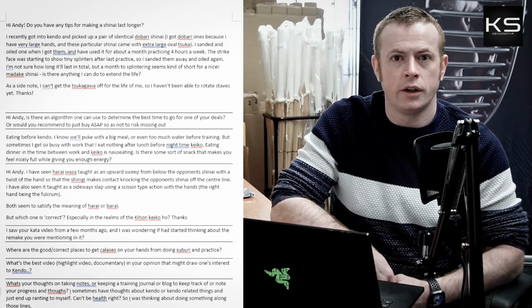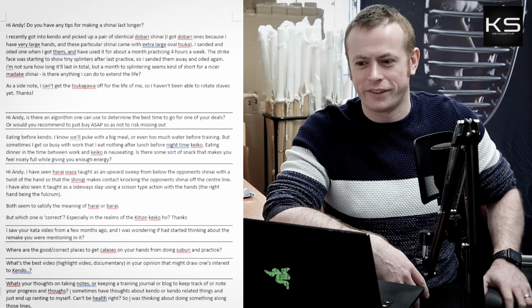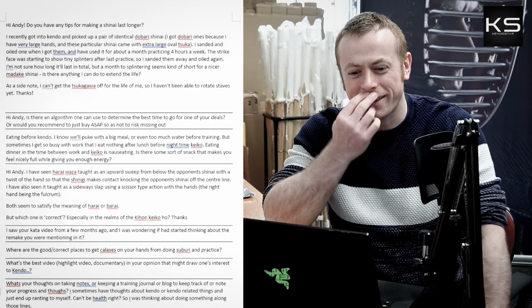And then if there's a situation like we've had last year, then I haven't broken a shinai in like 18 months. So that's a factor as well.